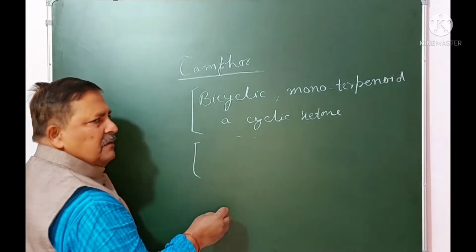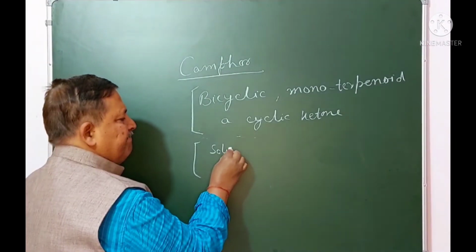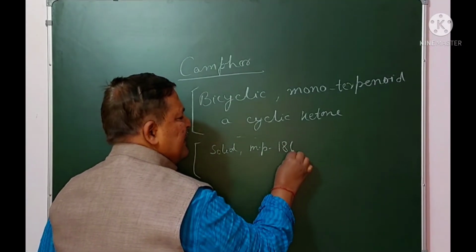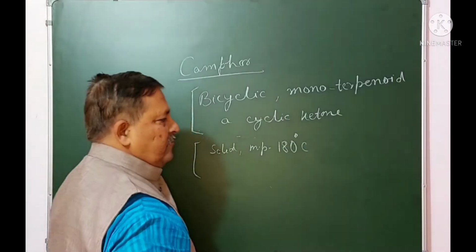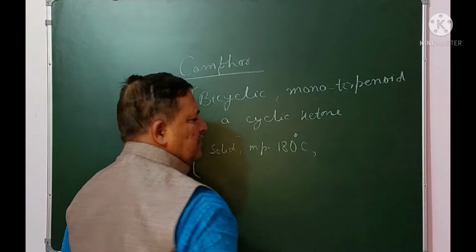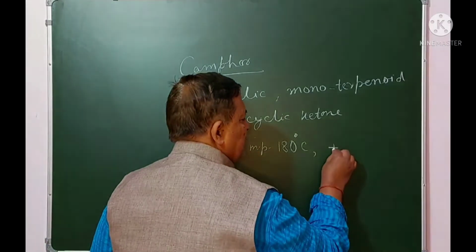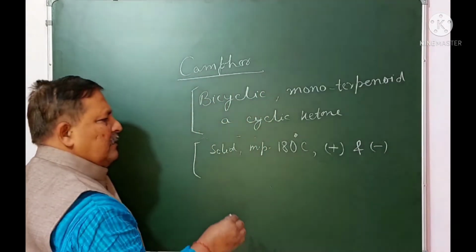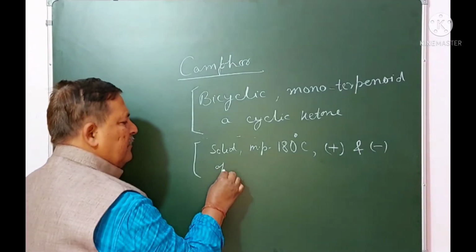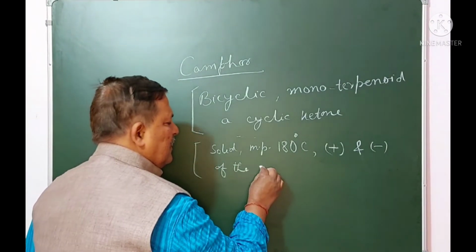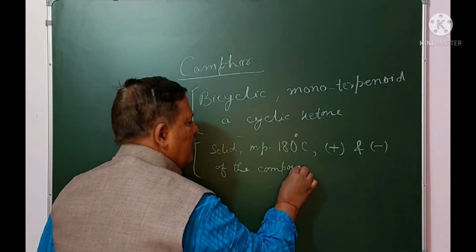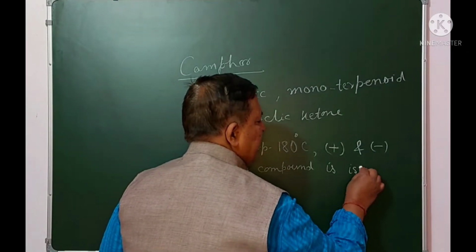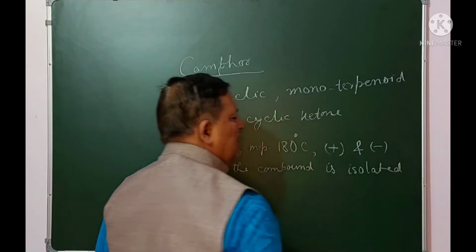This compound is solid, having melting point 180 degrees centigrade, and the dextro and levo form of the compound is isolated naturally.